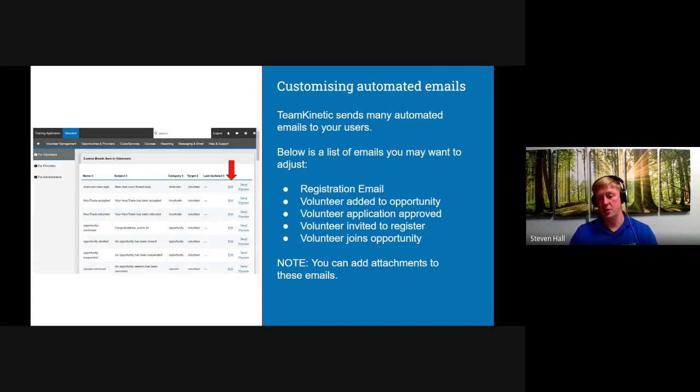And volunteer joins an opportunity. So when they click on an opportunity and say, yes, I want to do some litter picking Sunday, they click on the join button. What does that email say? So they're the main ones. I'd say 90% of the ones that I see adjusted fall into those 5 there.